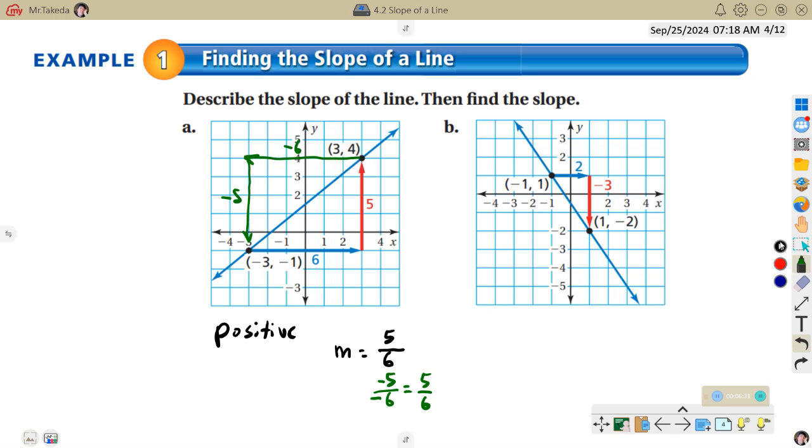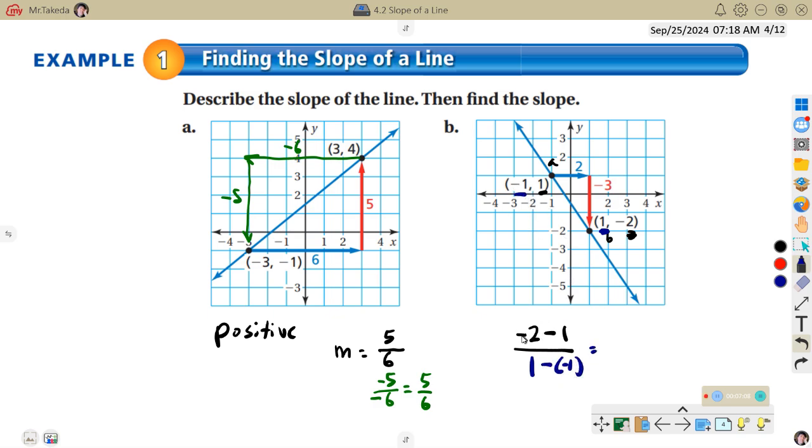Okay, and let's take a look. Let's do this one here, but let's do it with that calculation method. I'm going to call this one here point A, and this one here point B, and it doesn't matter which one I do, but I'm going to go negative 2. My change in y will be negative 2 minus 1. Okay, that's negative 2 minus 1. And then the change in x will be 1 minus negative 1.